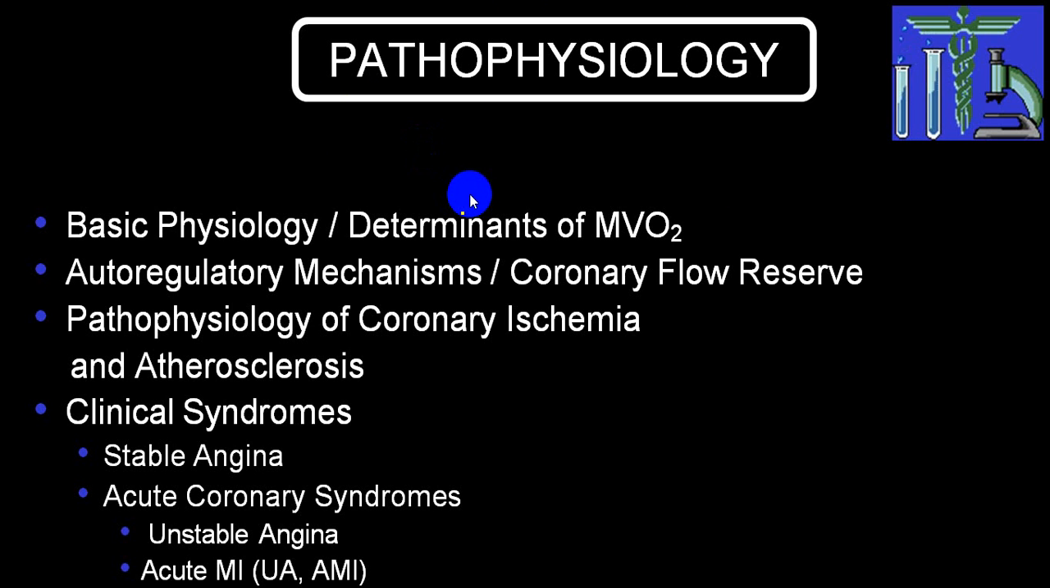Now, if there is this imbalance, demand is more, supply is less, there will be lack of oxygen supply, and it will end up with ischemia. There will be anaerobic metabolism leading to excessive production of lactic acid, and that lactic acid will stimulate the nerve supply, the pain nerve fibers, and gives rise to stable angina. Typical symptoms we call stable angina.